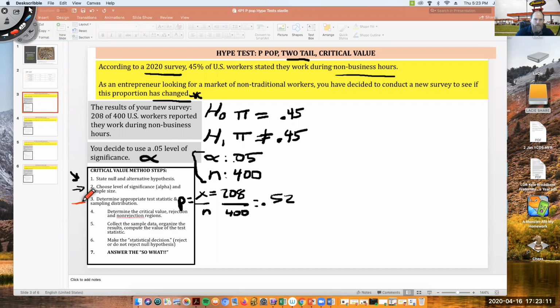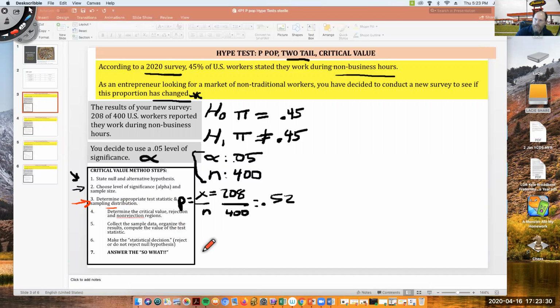Let's go to step 3. Determine the appropriate test statistic and sampling distribution. Like, golly, this sounds like a lot of words. I thought you said this was simple. It is. Let's do the distribution first.